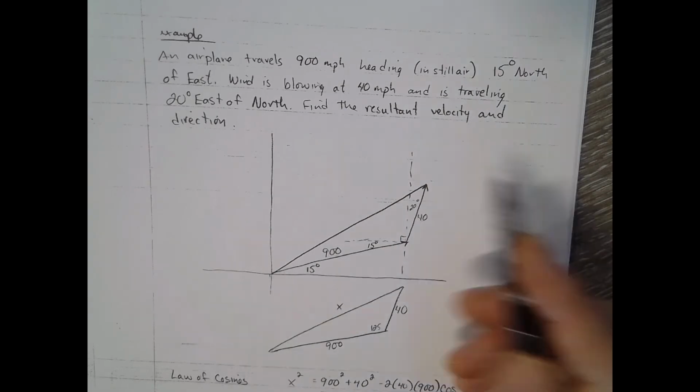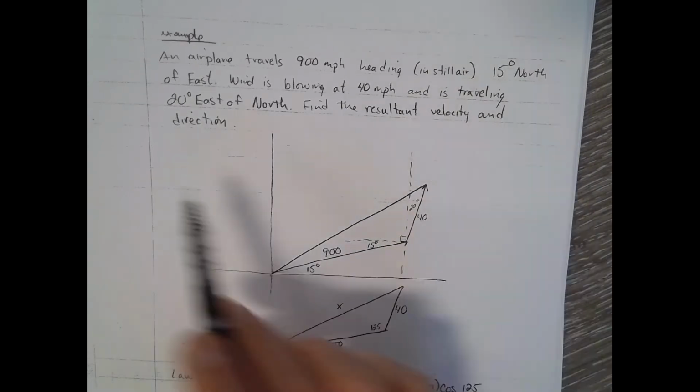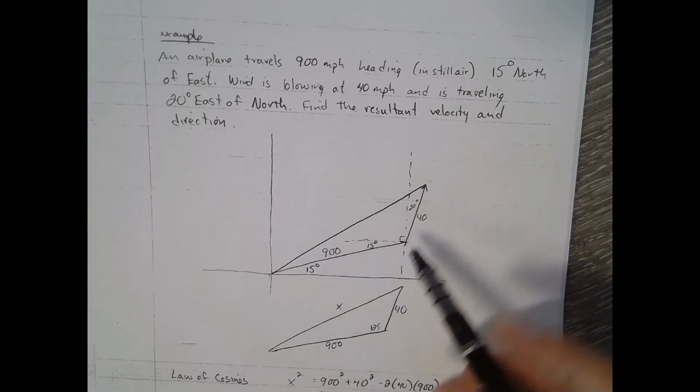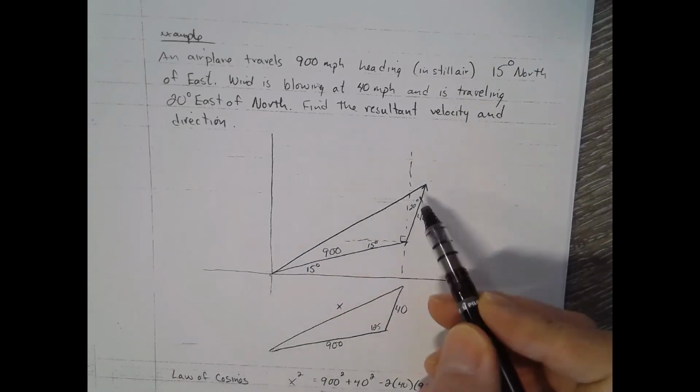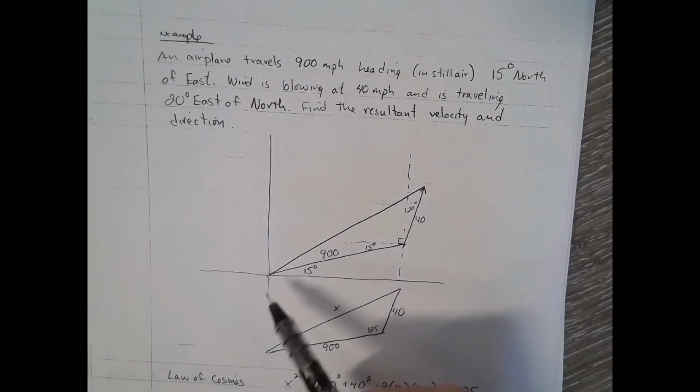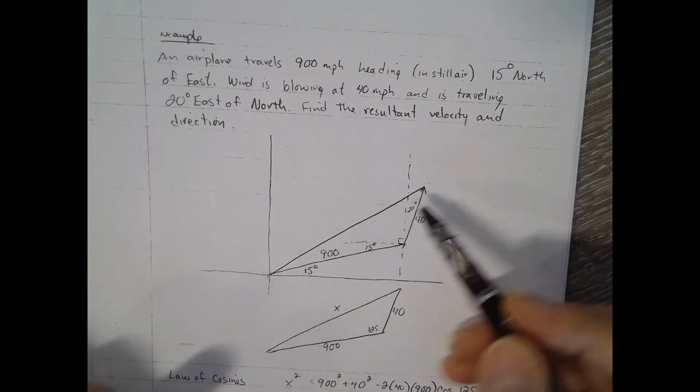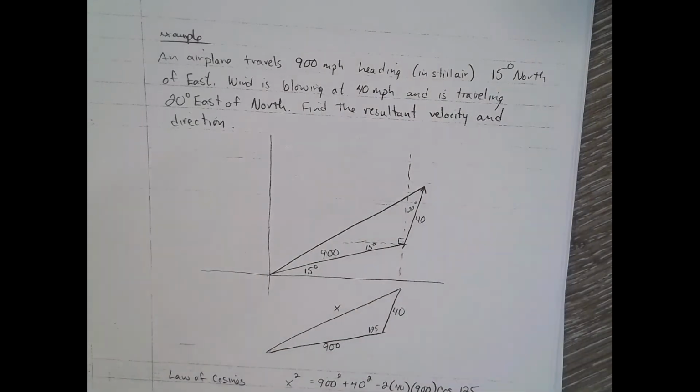So find the resultant velocity and direction. So this vector plus that vector equals that vector. You just start here and you connect wherever you end up. So graphically, that's how you can do it. That's only one way. There's two ways that I'm going to show you how to do it.